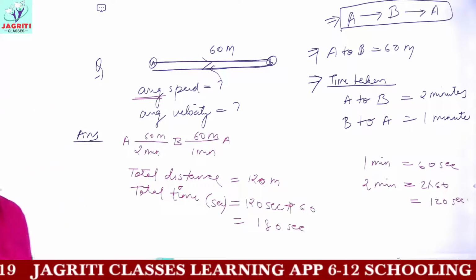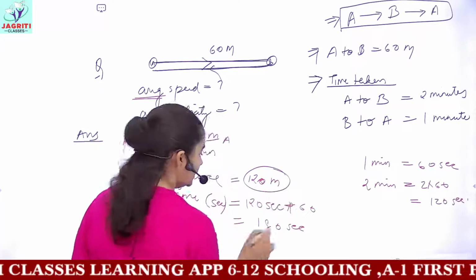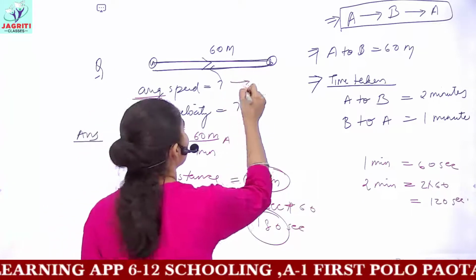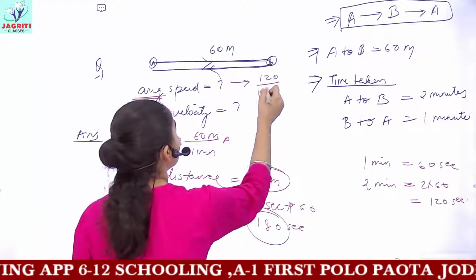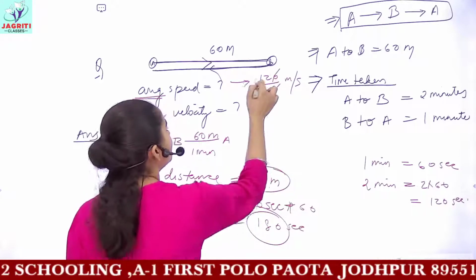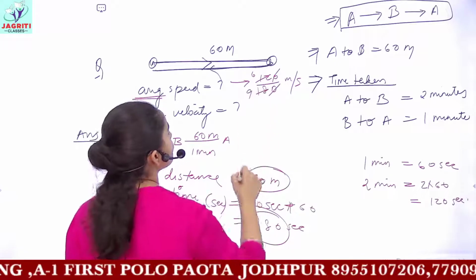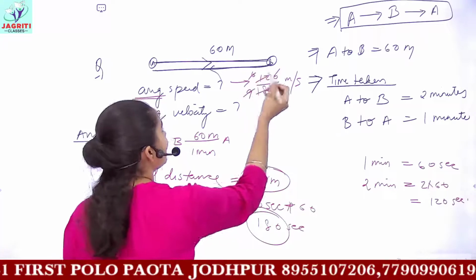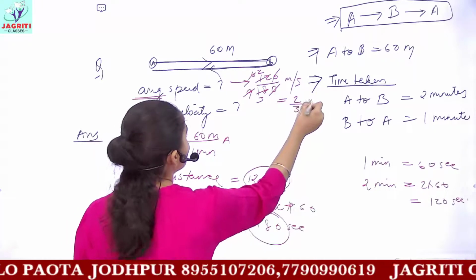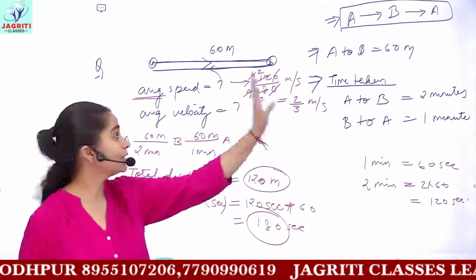Now can you calculate average speed? Average speed would be total distance 120 divided by total time 180. And then you can find the answer. So average speed would be 120 upon 180 meter per second. Now you can calculate this, easy calculation. 2, 6, 12, 2 9s are 18, then you can cancel it by 3, you would get 2 by 3, and then you can also find it in decimal. Okay, so this would be an approximate answer for the average speed.